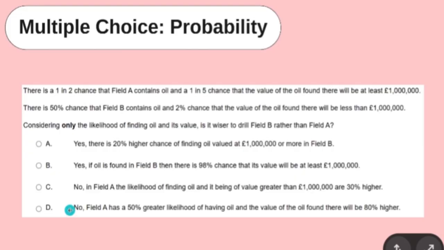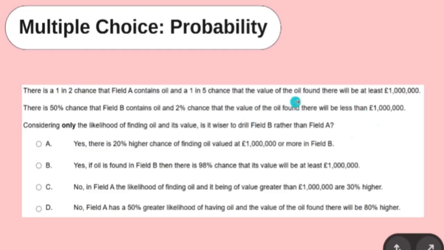So there is a 1 in 2 chance that field A contains oil and a 1 in 5 chance that the value of the oil found there will be at least £1,000,000. Okay, so 50% chance that it has oil and a 20% chance that the value of the oil there is worth at least £1,000,000. That's what that sentence means. And then there is a 50% chance that field B contains oil, so it's the same as before, and a 2% chance that the value of the oil found there will be less than £1,000,000. Okay, so just be a bit careful there.